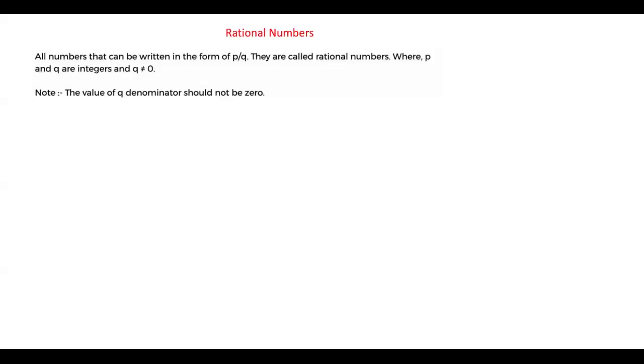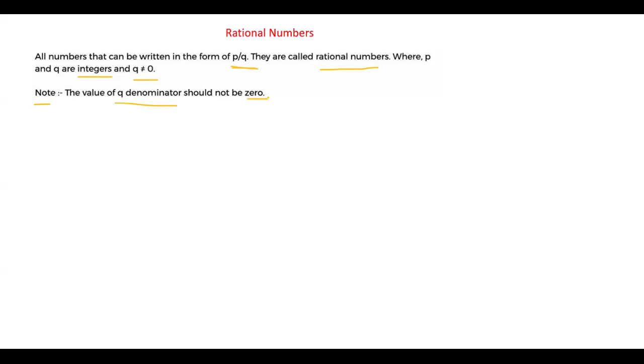Hello students, today we will learn more about rational numbers. In the earlier session I have already talked about rational numbers, but today we will learn this term in a more elaborate manner. Let me give you a quick review. All numbers that can be written in the form of p by q are known as rational numbers, such that p and q should be integers and q should not be equal to 0. The main thing is that the denominator q should not be equal to 0.